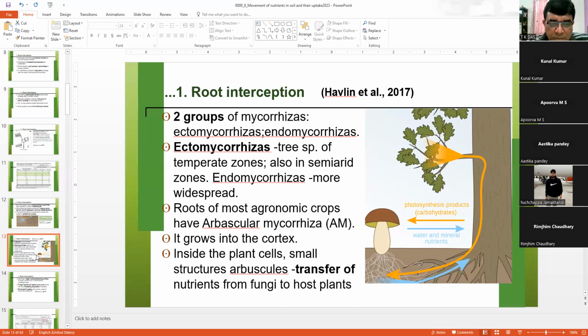Roots of most agronomic crops have arbuscular mycorrhiza or AM fungi. So these are actually endomycorrhizas. It grows into the cortex. They enter the root cells. Inside the plant cells, small structures called arbuscules transfer nutrients from fungi to the host plant. So you can see here, photosynthetic products or carbohydrates are given by the plant to the mycorrhiza, and water and minerals are given to the plant by the mycorrhiza.